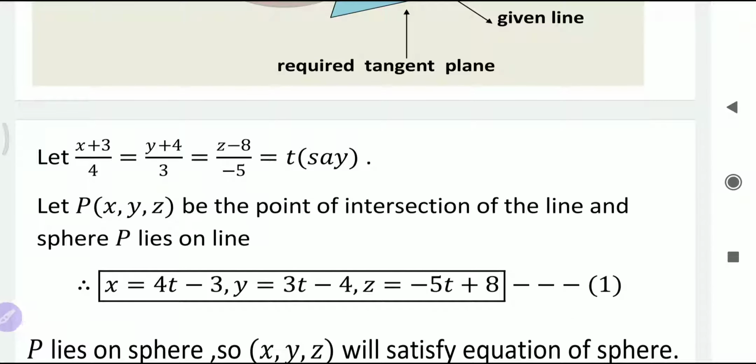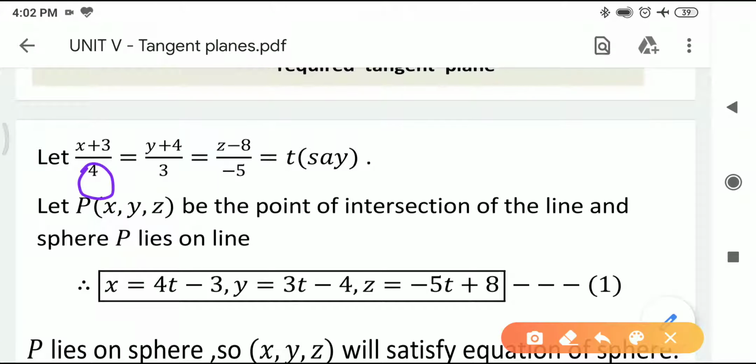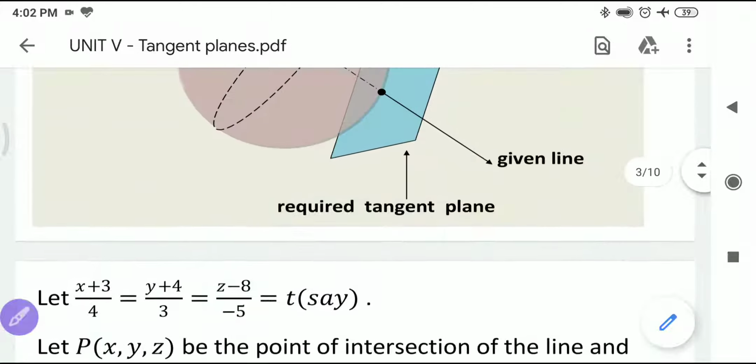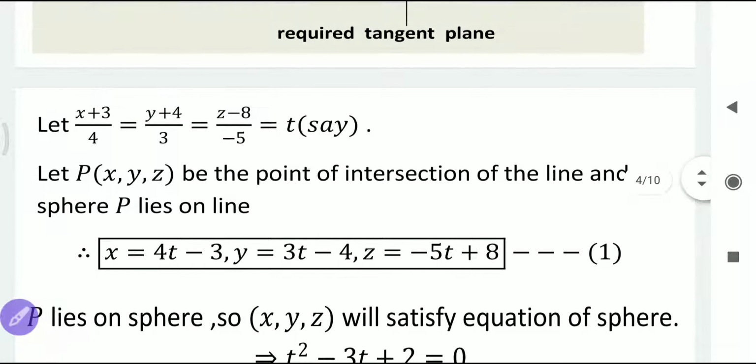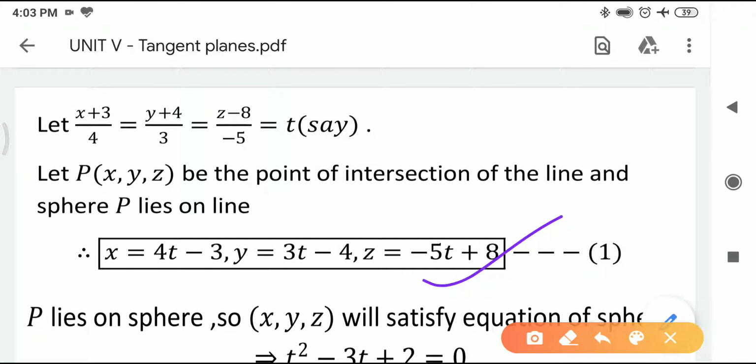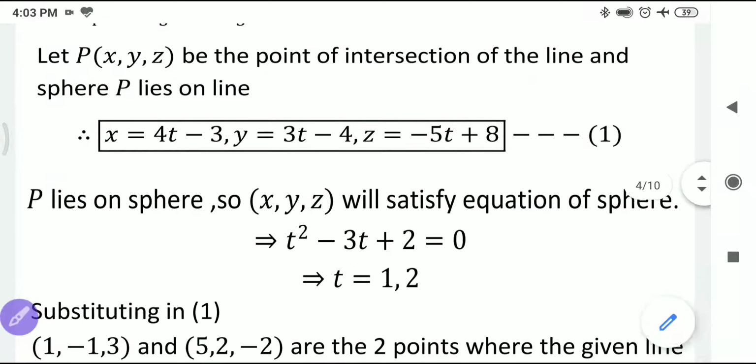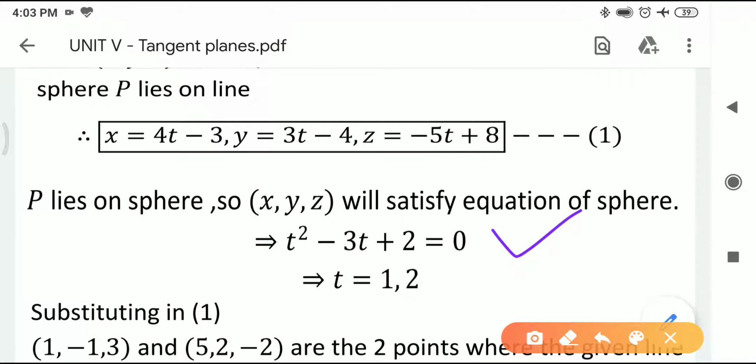Now this point P(x, y, z), how are we going to get x? x is equal to 4t minus 3. Similarly y will be 3t minus 4 and z will be minus 5t plus 8. These will be the values of x, y, z. But this point is also lying on the sphere. That means this point will also satisfy the equation of the sphere. So when you put these values of x, y, z in the equation of the sphere and simplify, you get t square minus 3t plus 2 equal to 0. That gives two values of t, as 1 and 2.